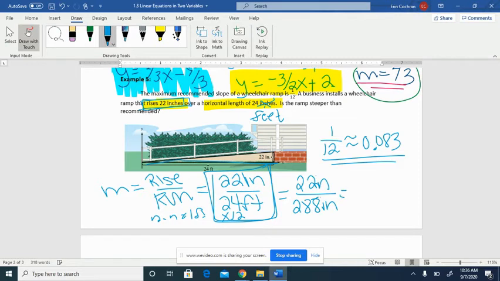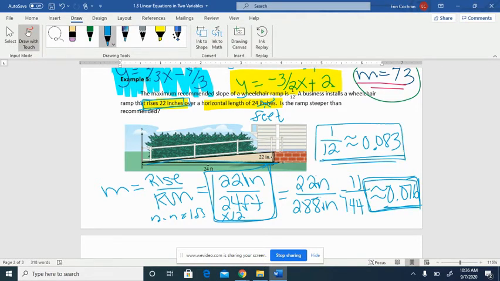Okay. So now, since they're in the same units, we can simplify, and we would get 11 over 144, which is approximately 0.076. So if you look at our wheelchair ramp to what is recommended, the maximum recommended, since we are below that, this ramp is okay. All right.